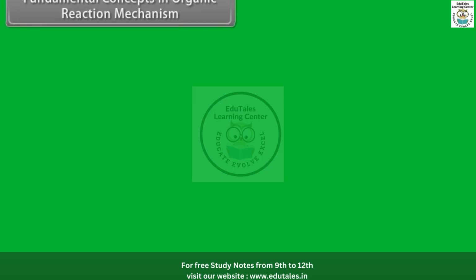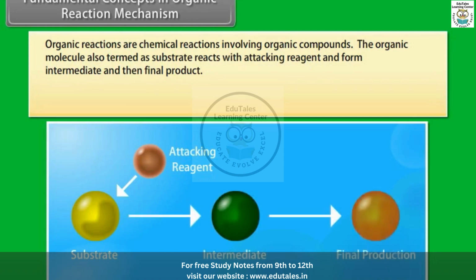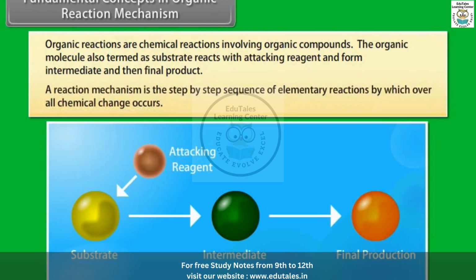Fundamental concepts in organic reaction mechanism. Organic reactions are chemical reactions involving organic compounds. The organic molecule, also termed as substrate, reacts with attacking reagent, and forms intermediate and then the final product. A reaction mechanism is the step-by-step sequence of elementary reactions by which overall chemical change occurs.